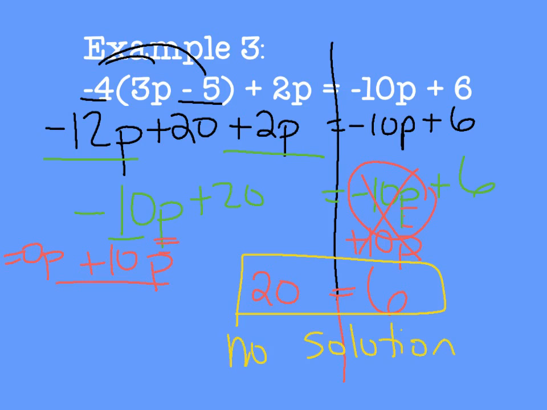No value of x will ever work, no value of p will ever work in this problem. Not going to happen. So remember those basics as you move forward and solve more complex equations. You might have one solution if you're left with x equals something. You might have no solutions, or you might have infinite solutions.